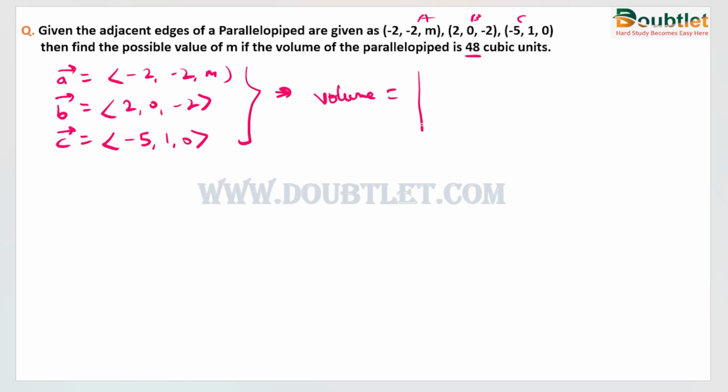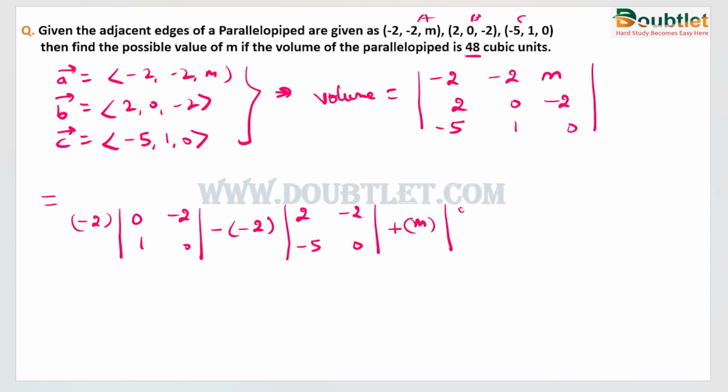So we will write this as minus 2 m. This is 2 0 minus 2. This is minus 5 1 0, and we will expand this determinant with respect to the first row. So we will write here minus 2 multiplied by 0 minus 2, 1 0, then minus of minus 2. So we will get 2 minus 2, minus 5 0. This is m multiplied by, so we will eliminate the first row and third column, so it will become 2 0, minus 5 and 1.